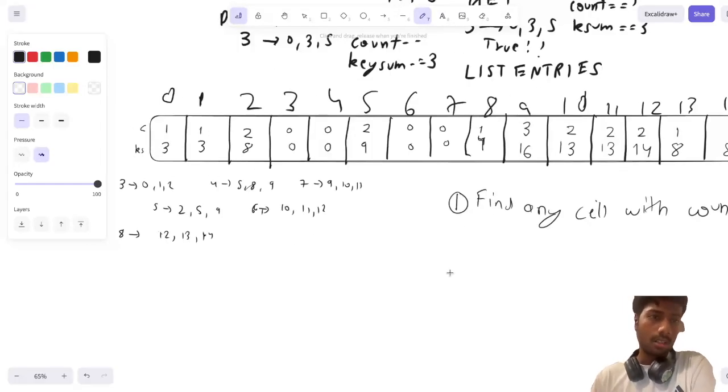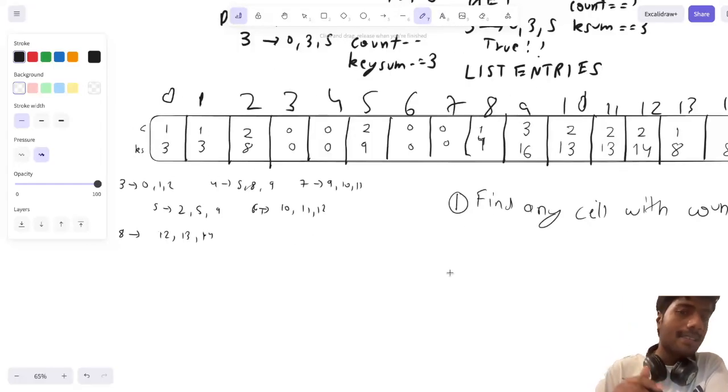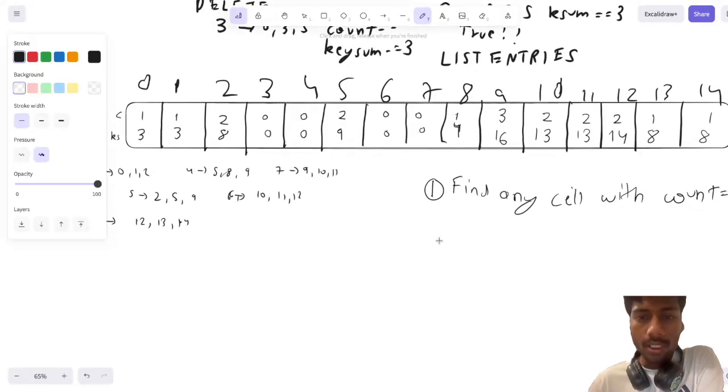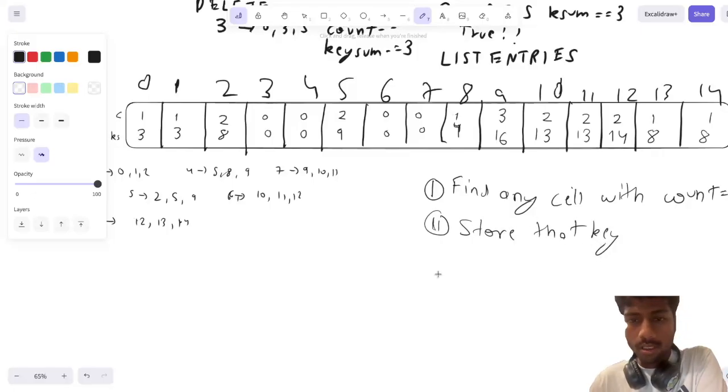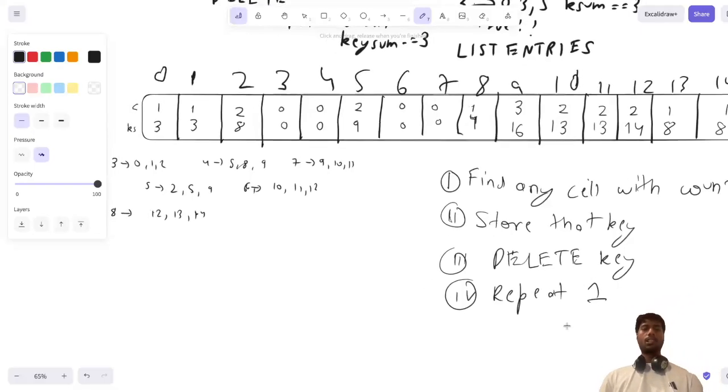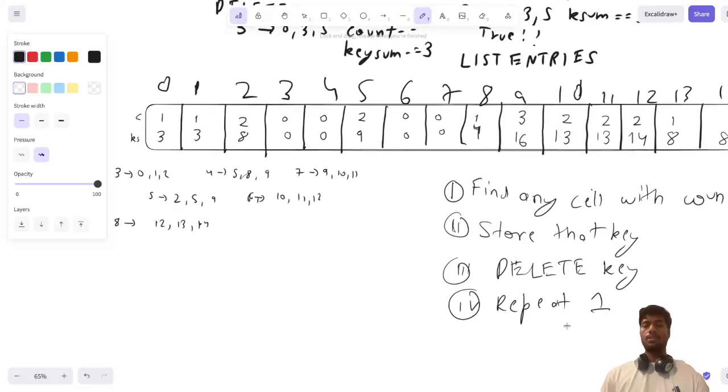Yeah, you're right. The element inside the key sum is the element that was added to that cell only. Yes. So we store that key and then perform delete operation on that key, and then we repeat from step 1. Simple. So let's try and demonstrate these 4 steps here.